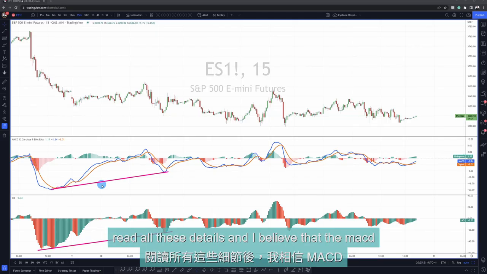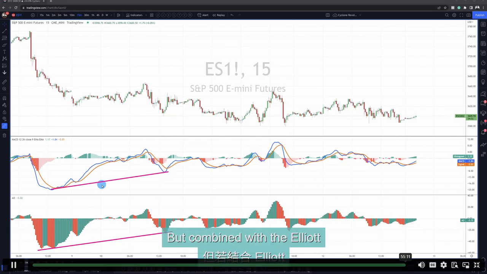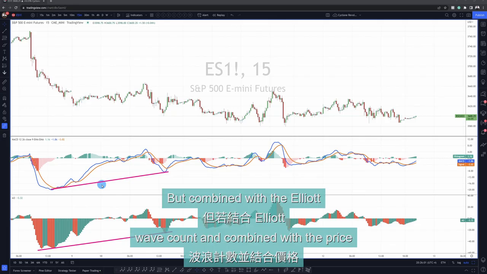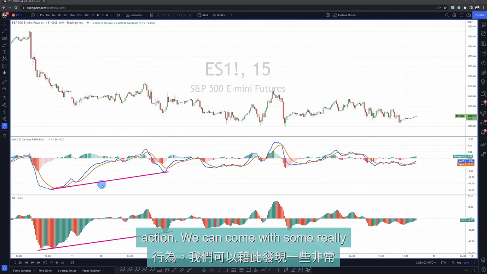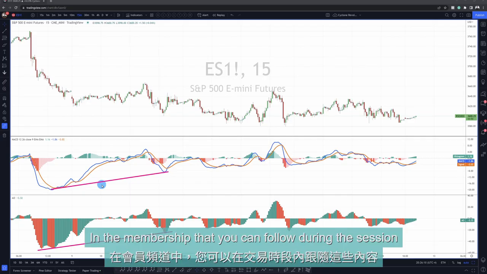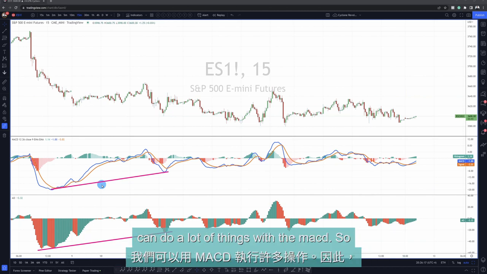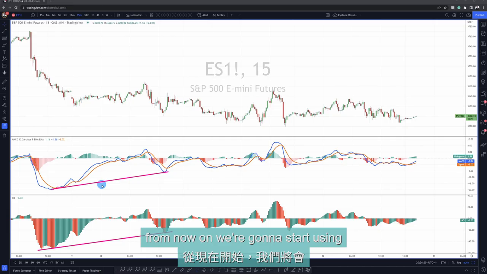Of course, the MACD itself is not going to be a whole system, but combined with the Elliott wave count and combined with the price action, we can come up with some really good trades in the membership that you can follow during the session, that we can find swing trades as well, that we can do a lot of things with the MACD. So from now on, we're going to start using the MACD more often in the membership.